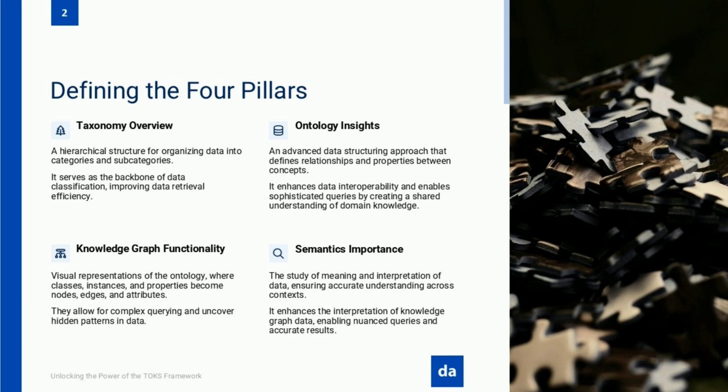The historical development of these concepts reflects the evolving needs of data management. Taxonomies have been used for centuries to classify and organize information, from biological species to library cataloging systems. Ontologies gained prominence in the late 20th century as computer scientists sought ways to represent knowledge in artificial intelligence systems. Knowledge graphs emerged in the 2010s as a powerful tool for representing and querying complex relationships in large datasets.